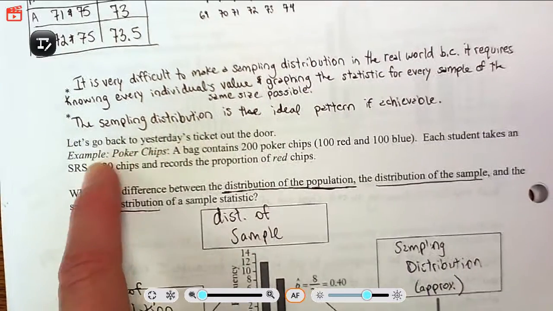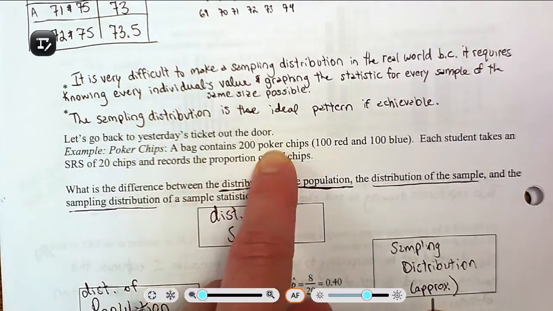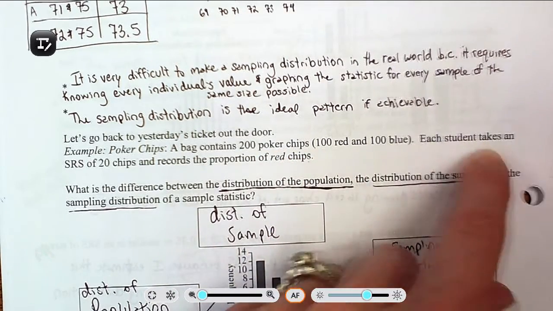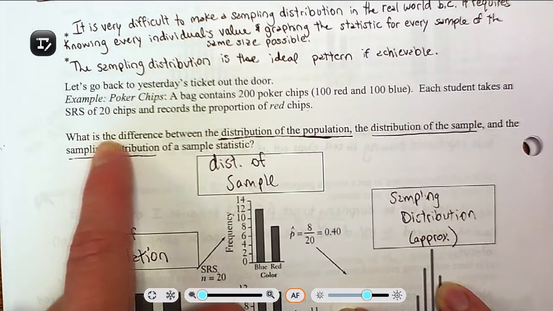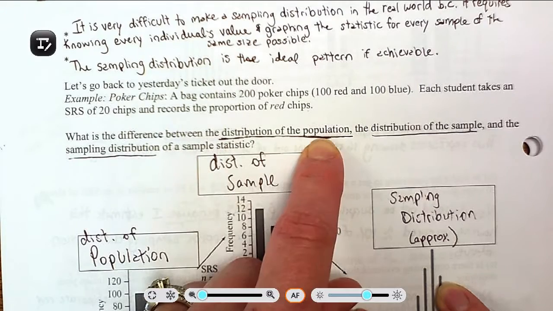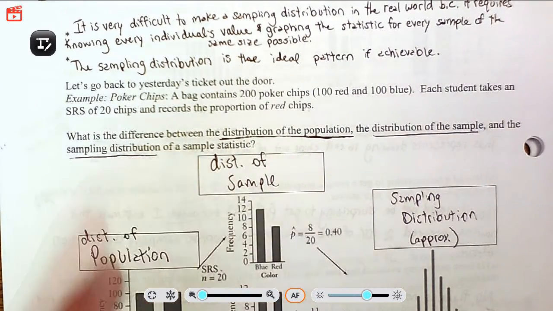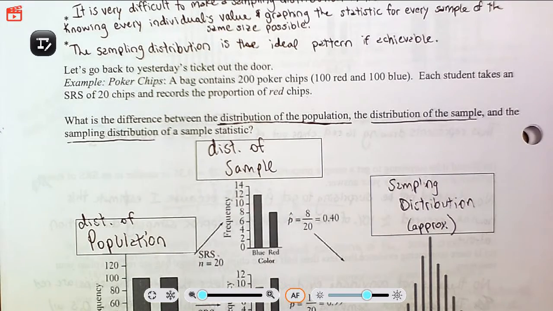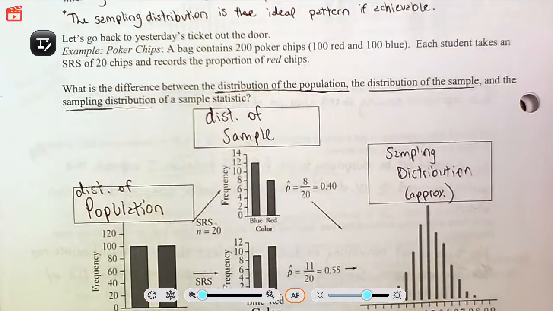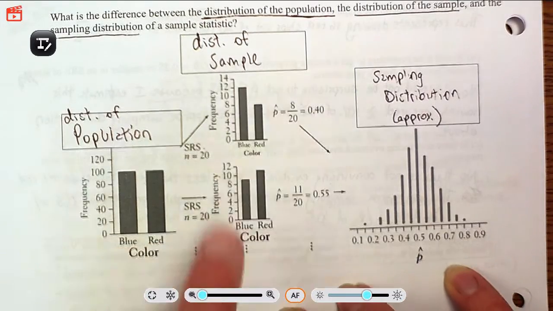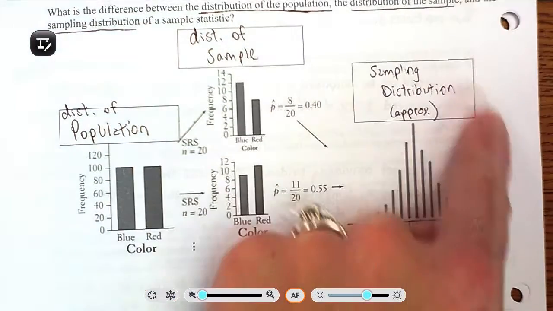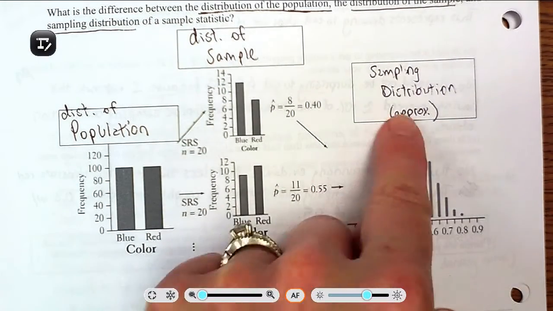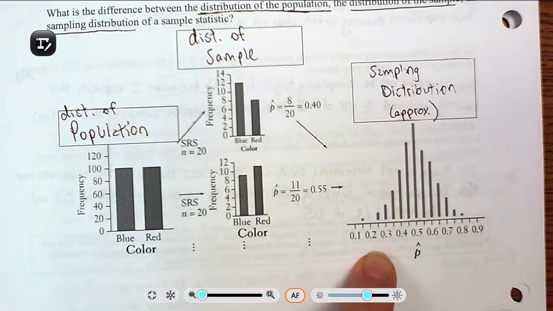Let's go back to yesterday's ticket out the door, the poker chips. A bag contains 200 poker chips, 100 red and 100 blue. If each student takes an SRS of 20 chips and records a proportion of red chips, what is the difference between the distribution of the population, the distribution of the sample, and the sampling distribution? So the distribution of the population, just a little review, is the whole blue-red distribution here. The distribution of the sample is every individual sample that we took. And then the sampling distribution, or the approximate sampling distribution, because it's only 500 samples, is shown here. Okay.